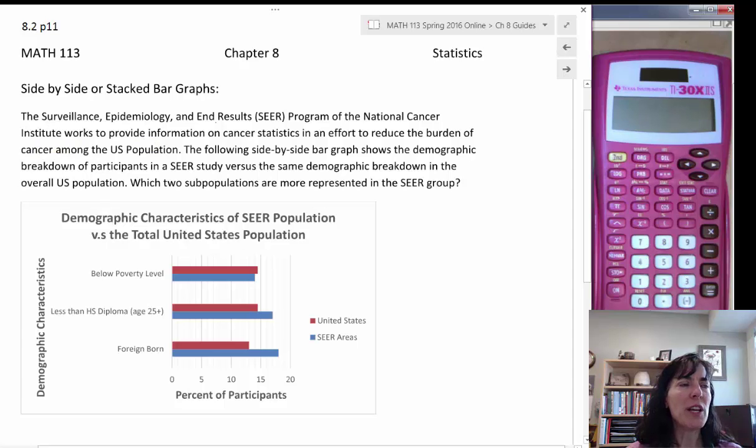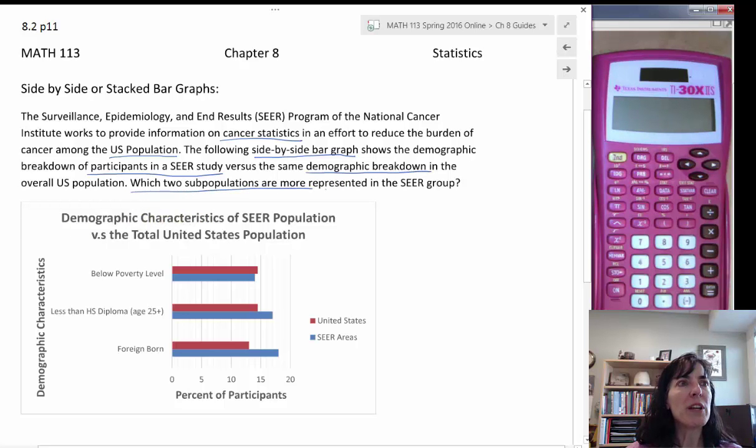Surveillance, Epidemiology, and End Results program of the National Cancer Institute works to provide information on cancer statistics in an effort to reduce the burden of cancer among the U.S. population. Sounds like a really good thing for them to do. The following side-by-side bar graph shows the demographic breakdown of participants in a SEER study versus the same demographic breakdown in the overall U.S. population.